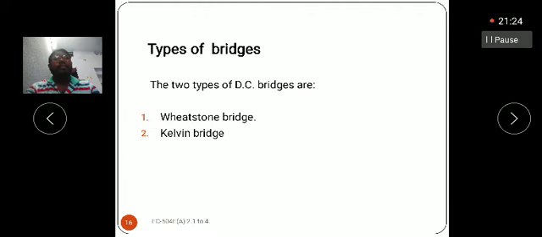Among the DC bridges, majorly we are using two types of bridges, the Wheatstone bridge and the Kelvin bridge. These two are used for measuring unknown resistance. One of the important bridges is the Wheatstone bridge, the simplest one, and accurate resistance can be measured with the help of this Wheatstone bridge. The second one is the Kelvin bridge.